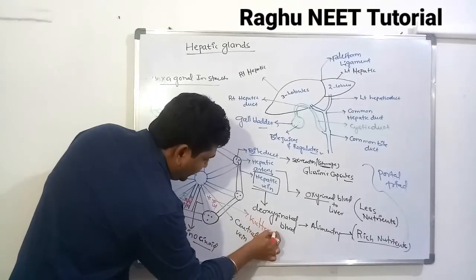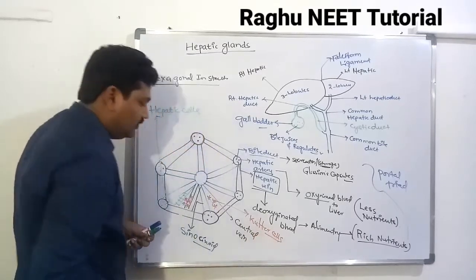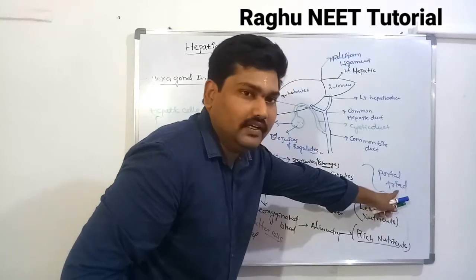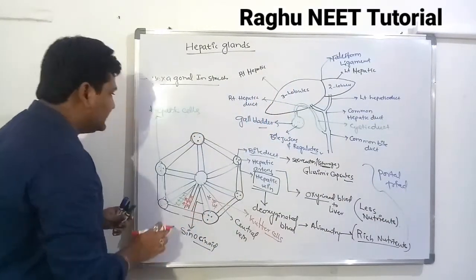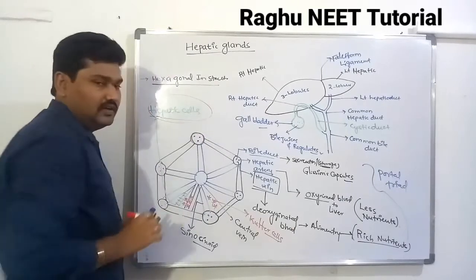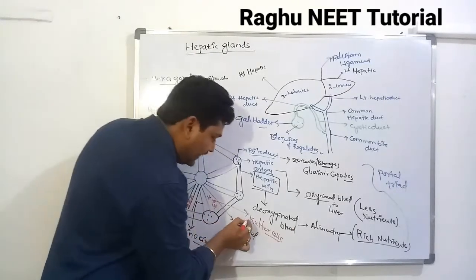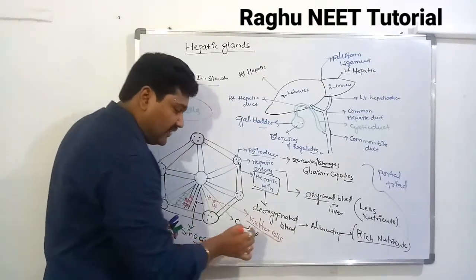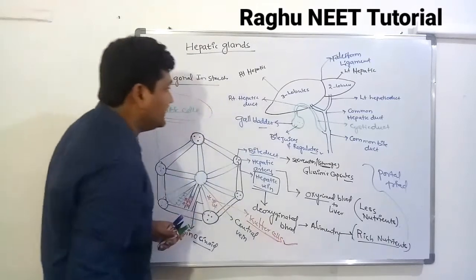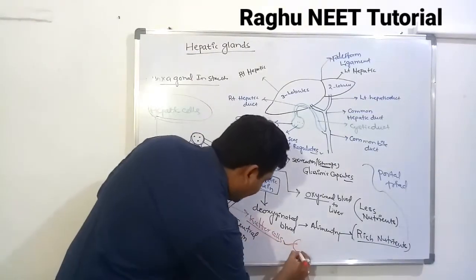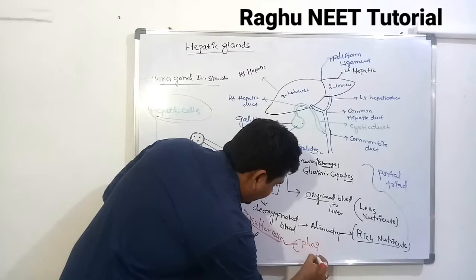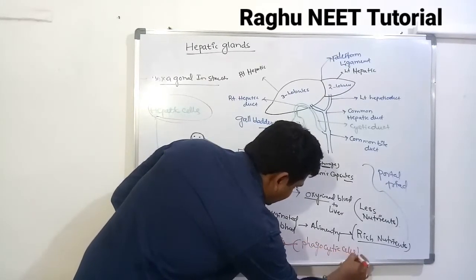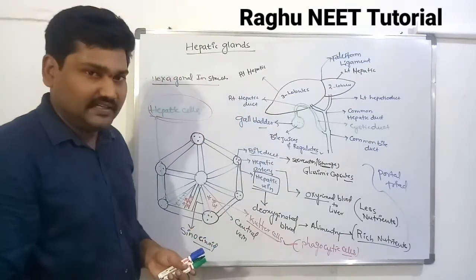Which cells? Kupffer cells. In between two portal triads there are hepatic cells, and the hepatic cells contain star-shaped cells. These star-shaped cells are called Kupffer cells. What is the purpose of the Kupffer cells? They act like phagocytic cells.